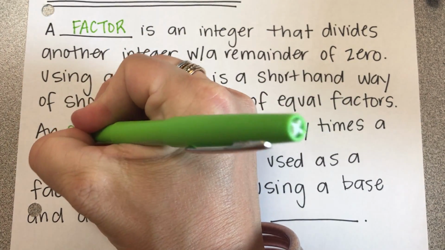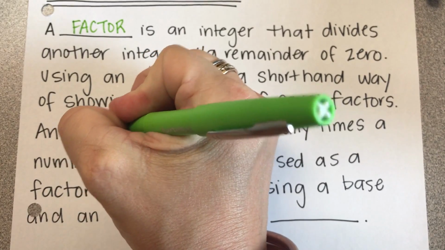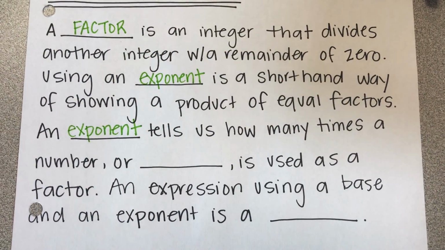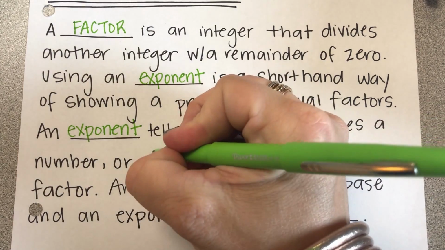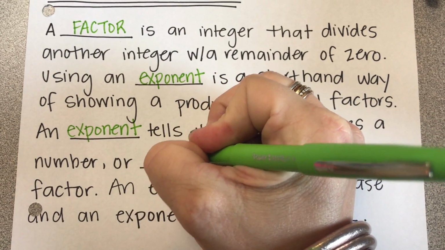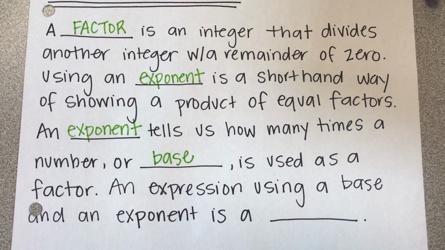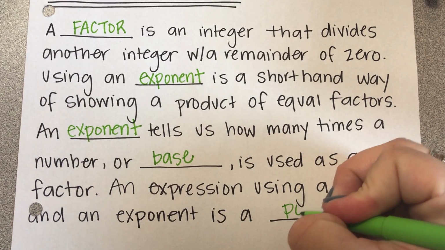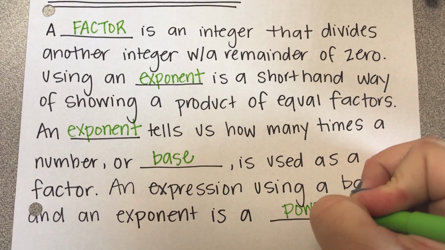And an exponent is going to tell us how many times a number, also called a base, is used as a factor. An expression using a base and an exponent is what we call a power.